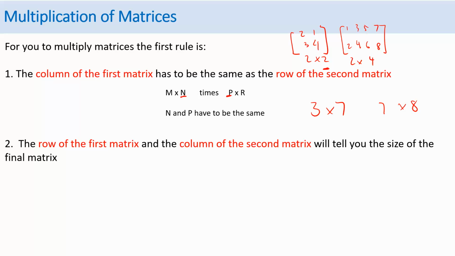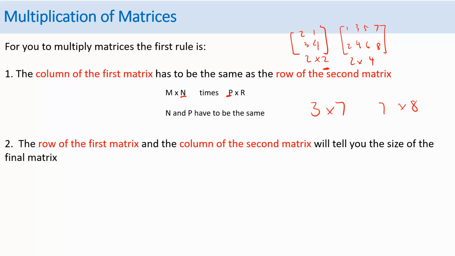So in this case here, this example over here, a 2 by 2 multiplied by a 2 by 4, the answer will be a 2 by 4, because M is 2 and R is 4. So this answer over here would end up being a 2 by 4.